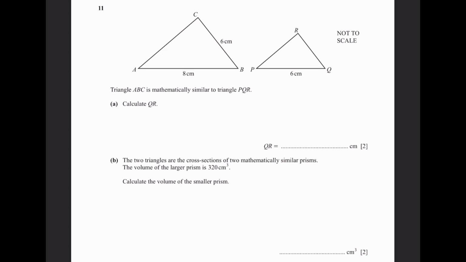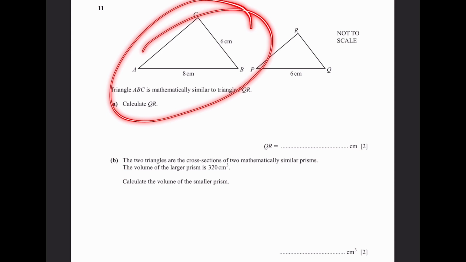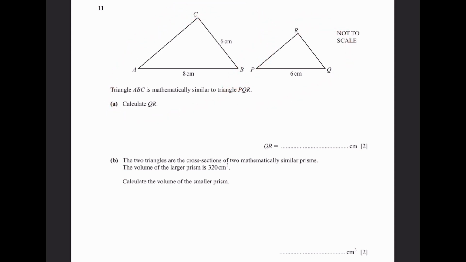Question 11. Triangle ABC is mathematically similar to triangle PQR. A. Calculate QR. Let's find the ratio of triangle ABC to triangle PQR. That's equal to 8:6, which is equal to 4:3. And in this case, we have a 6 centimeters in triangle ABC. We need to find QR. This is actually corresponding sides.